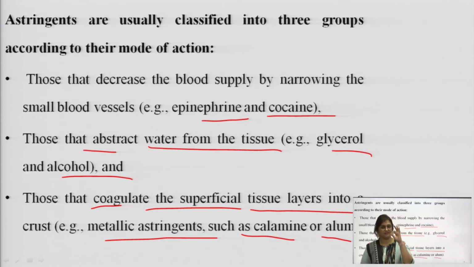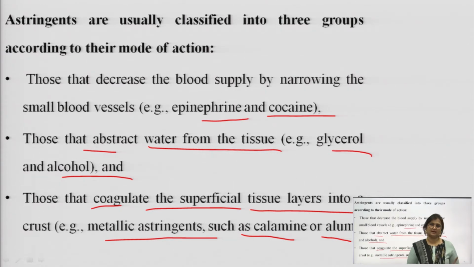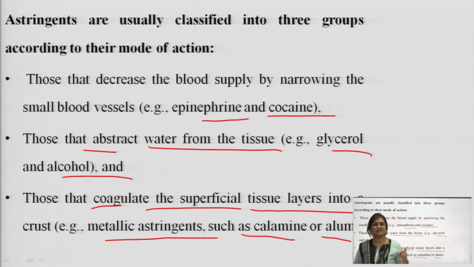So, here we have seen the major classification of astringents. Astringents are classified into three major categories depending upon their mode of action. First category, those that decrease the blood supply by narrowing the blood vessels, for example, epinephrine and cocaine. This activity they do via their constricting action. These are used as constrictors.